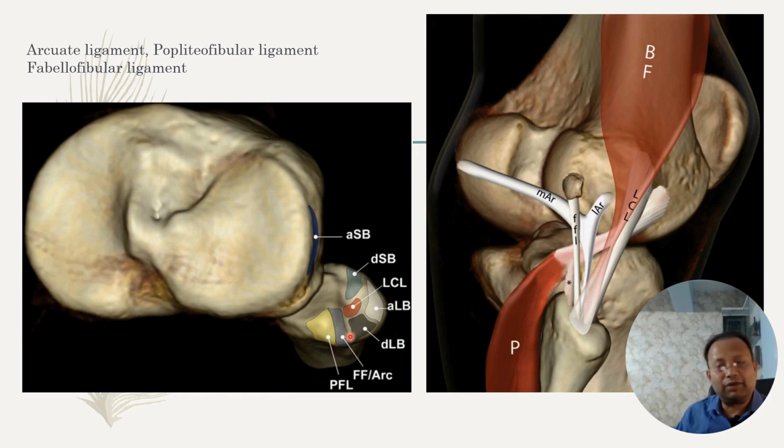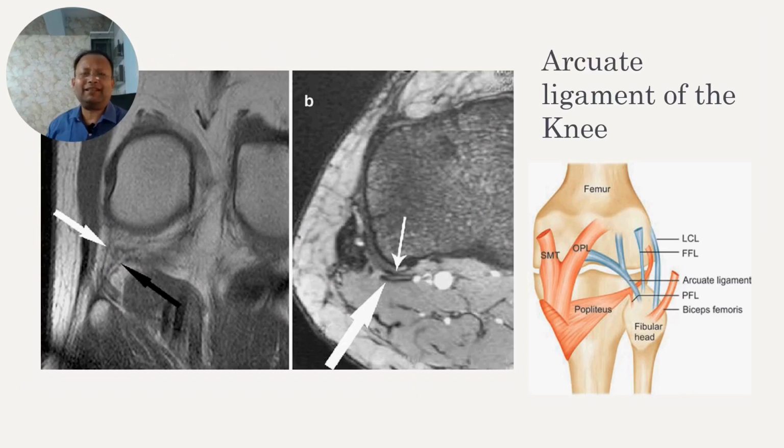If you come more posteriorly, then in this area you can see the fabellofibular ligament and the arcuate ligament. This is the arcuate ligament. It also has a medial fiber and a lateral fiber. Then most posteriorly is the popliteofibular ligament. So this is the orientation. We can see how the ligaments are attached. Of course, we are not able to see these small ligaments separately with ultrasound. Even these ligaments are not present in all knees.